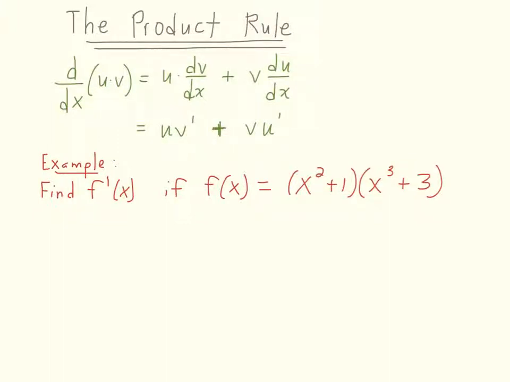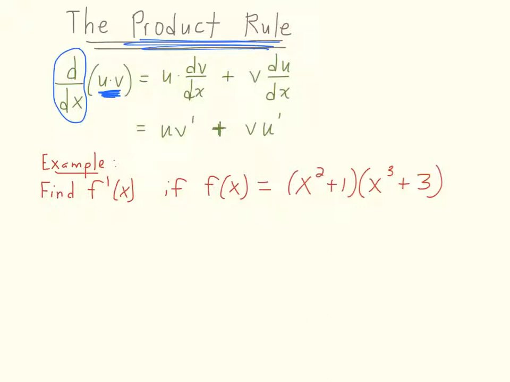Okay, we're going to take a look at the product rule. So the product rule we are going to use if we are looking to take the derivative of a product of two functions. So we're going to call our two functions u and v, and they are both in terms of x. X is our independent variable. So the d dx means we're looking to find the derivative of u times v with respect to x.